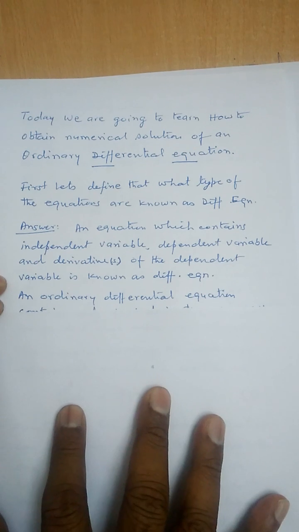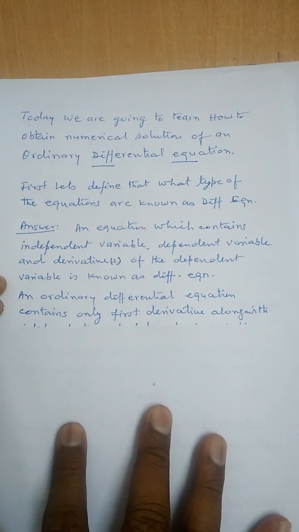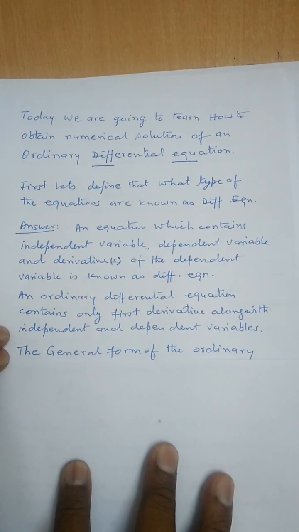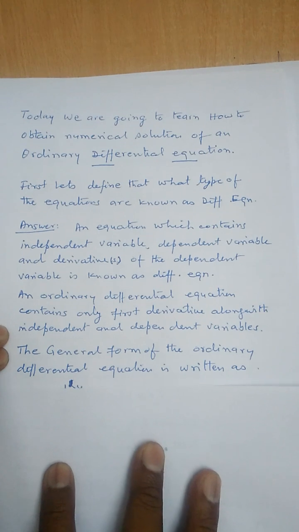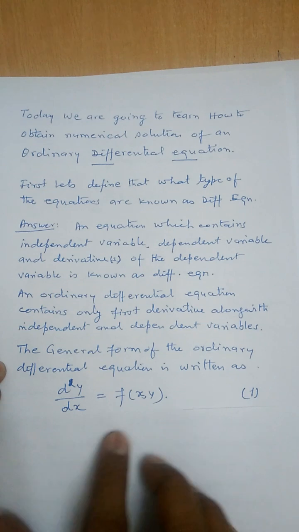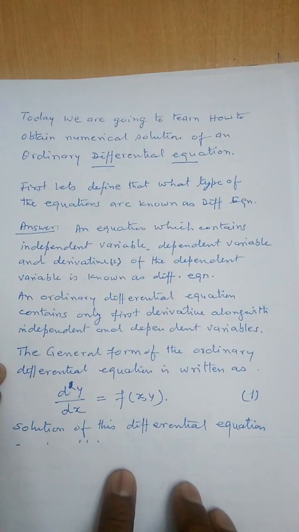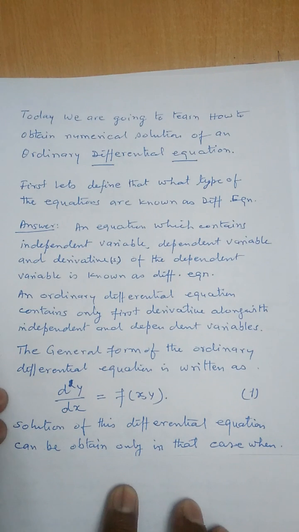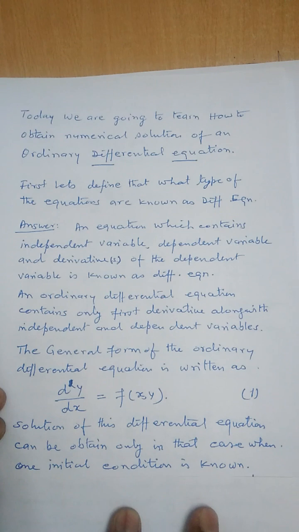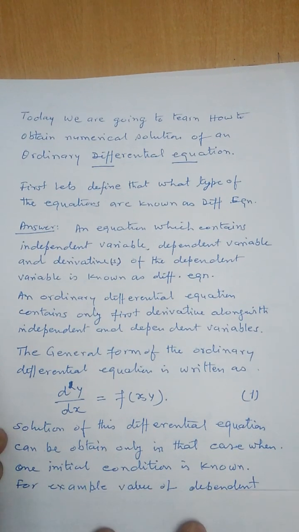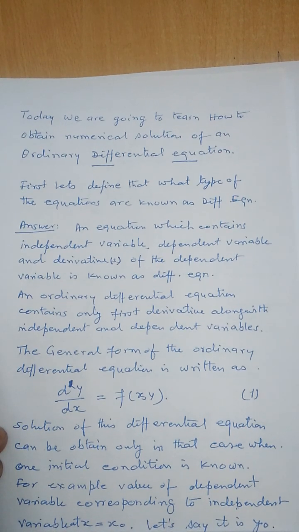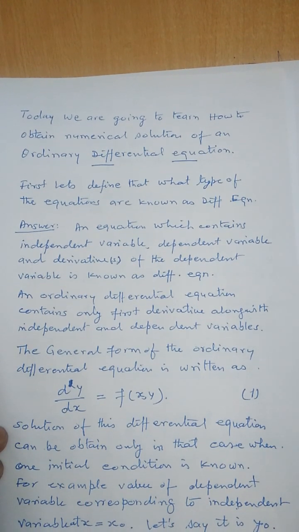An ordinary differential equation contains only the first derivative along with independent and dependent variables. The general form of the ordinary differential equation is written as dy/dx = f(x, y). Solution of this differential equation can be obtained only when one initial condition is known. For example, the value of the dependent variable corresponding to the independent variable at x = x0, let's say it is y0.